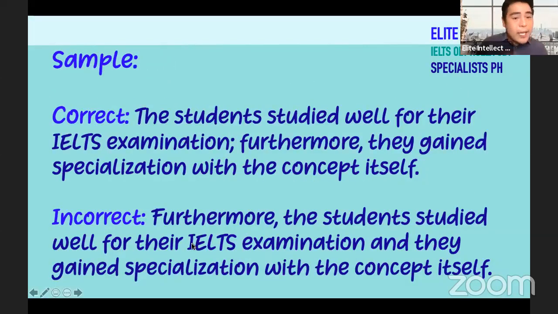Look at this one. Look at the correct way of connecting ideas here. The students studied well for their IELTS examination. Furthermore, they gained specialization with the concept itself. My first idea here is that the students studied well. And then my second idea is they gained specialization. So for me to connect them, I'm going to use furthermore in between them to connect idea one and idea two. Look at the incorrect one.